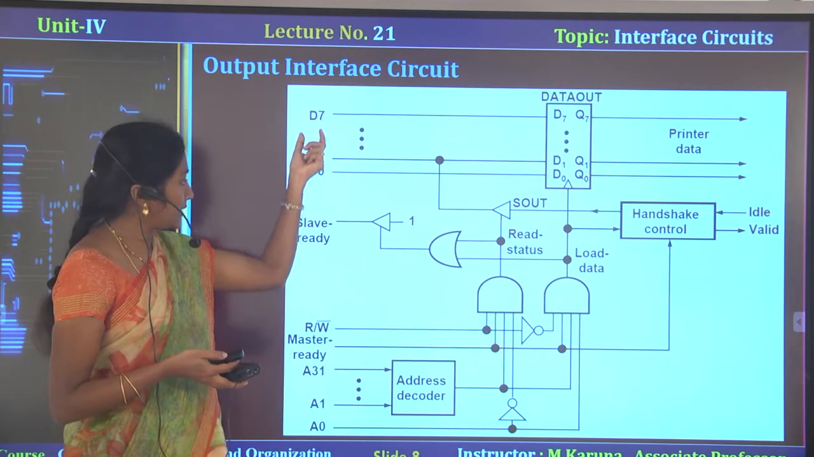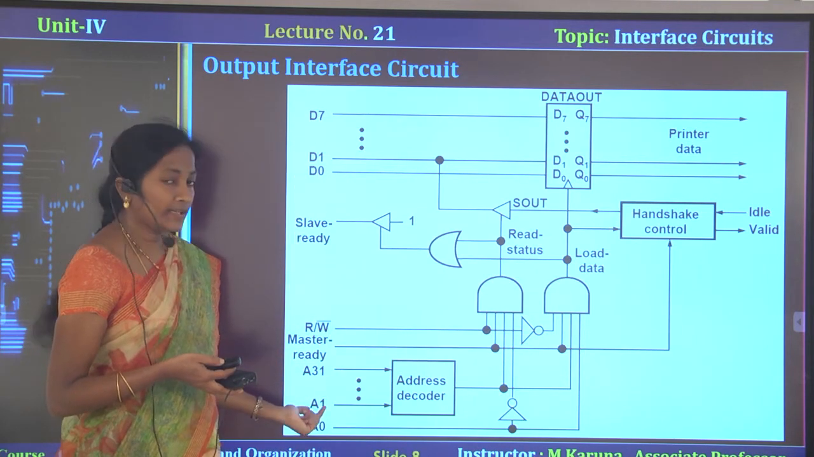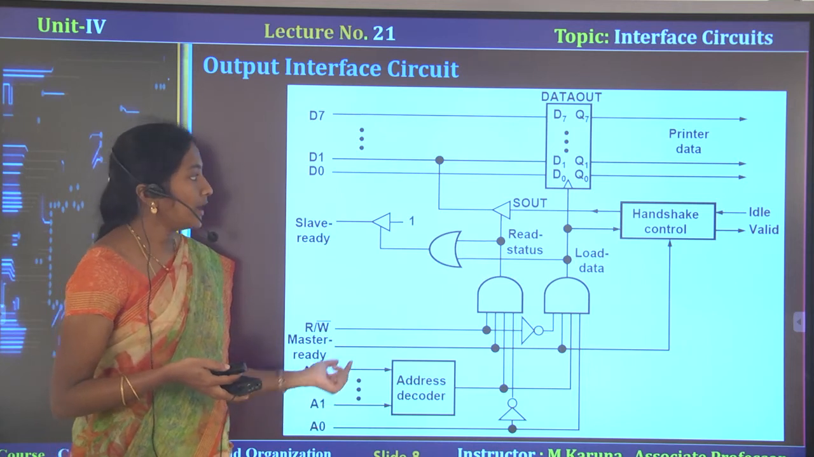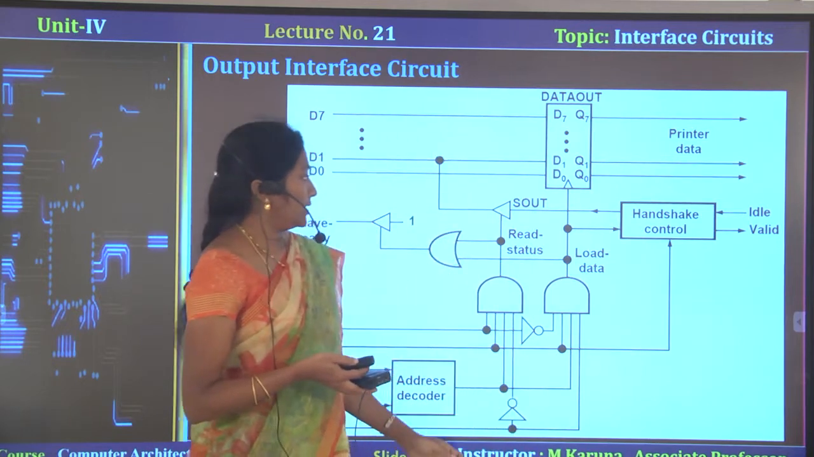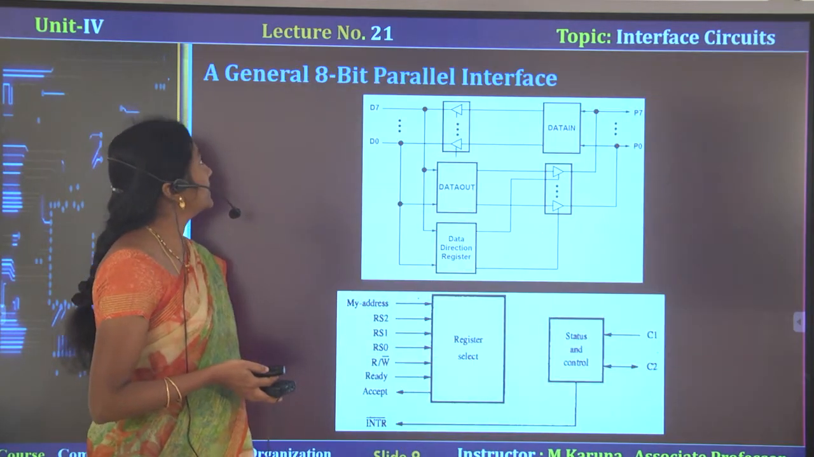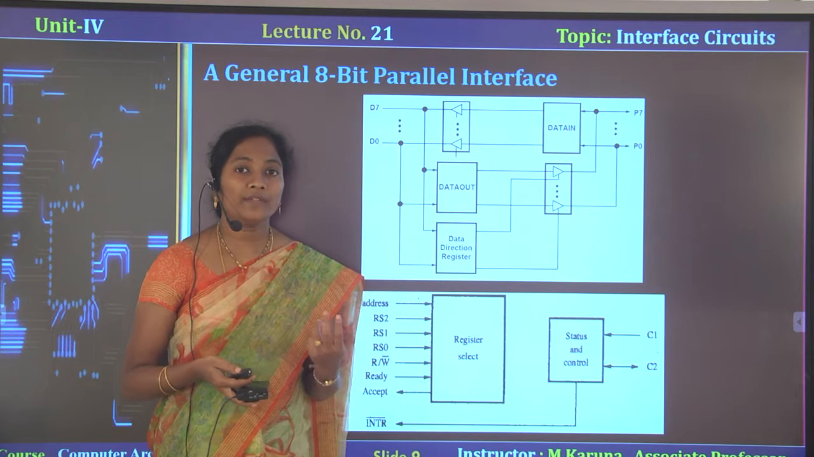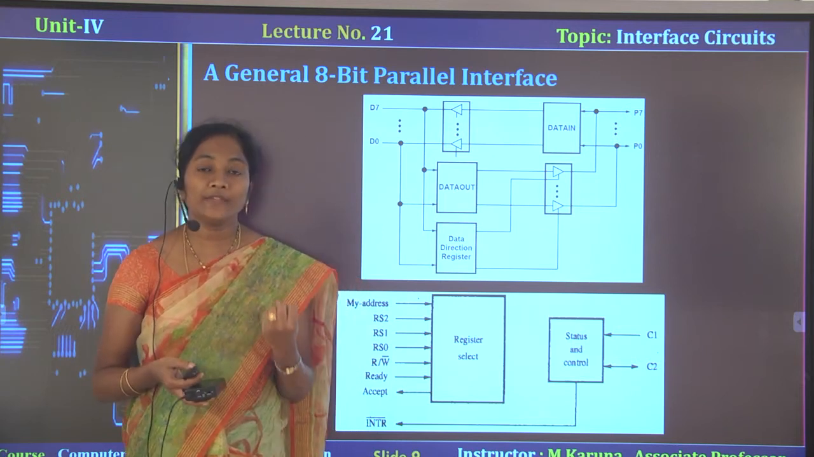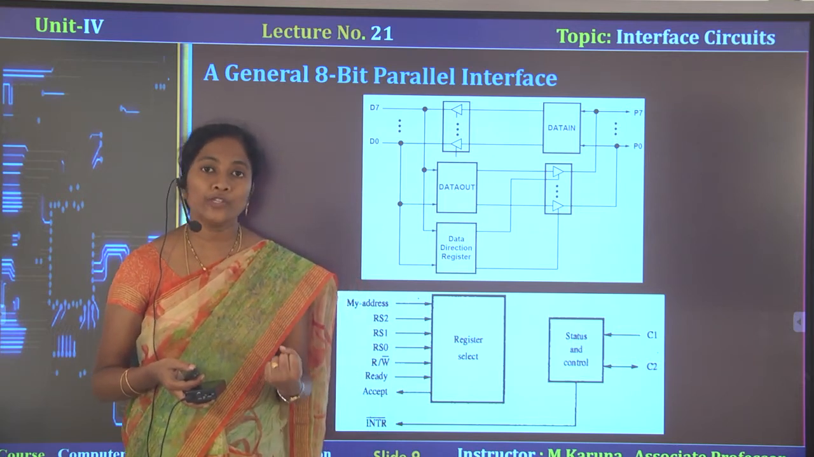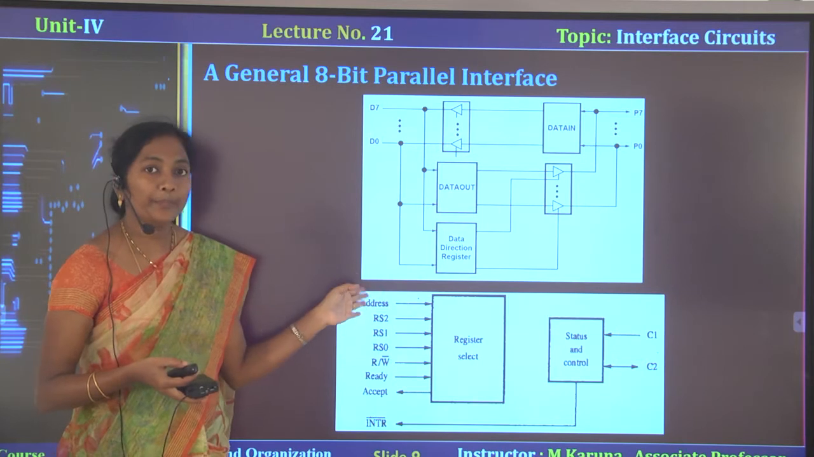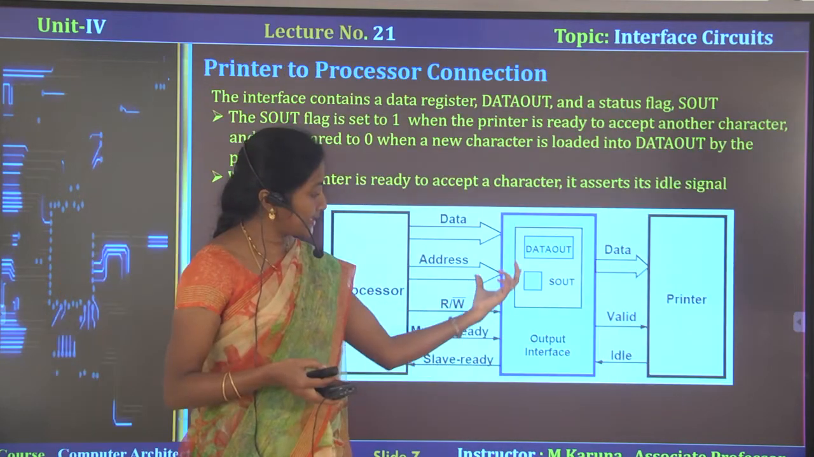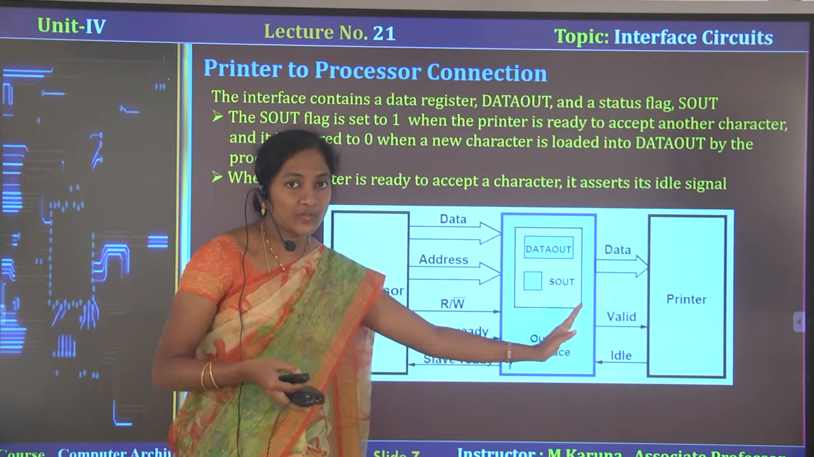Okay, so here these are the lines connected from the processor and these are lines issued by the printer. Next, I told you interface circuits are two types. Interface circuit is also known as port. So two types of ports: parallel port and serial port. This case comes under parallel port. We can say this is parallel transmission of data.